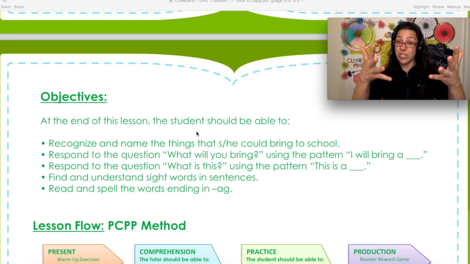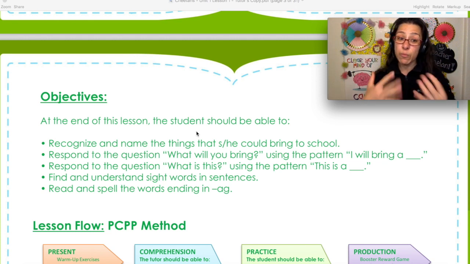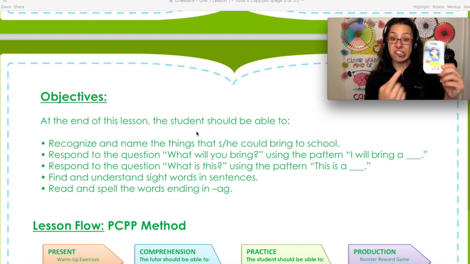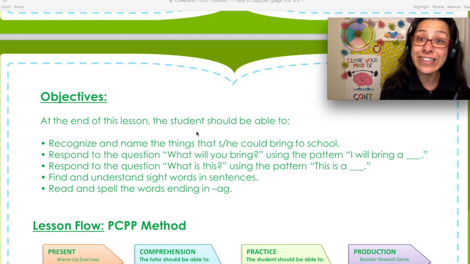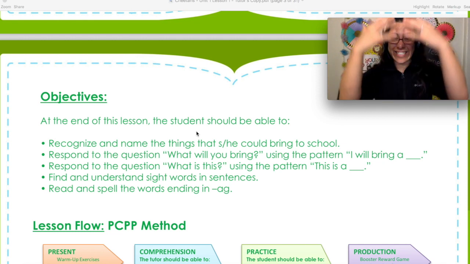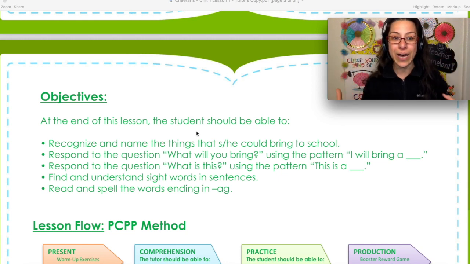Now it's my turn, the objectives. I will restate these objectives. Today's lesson, we will recognize and name things that he or she could bring to school. And so you restate what the objectives are, what the lesson content will be about.